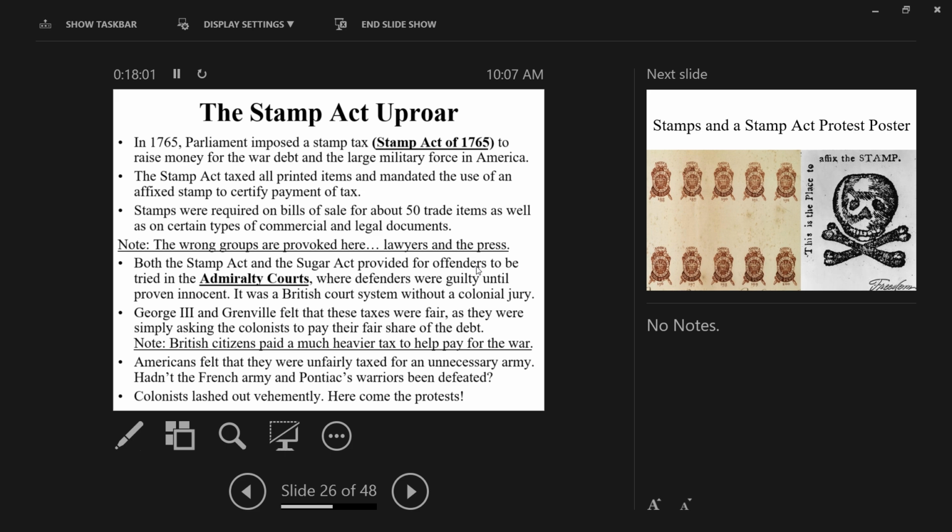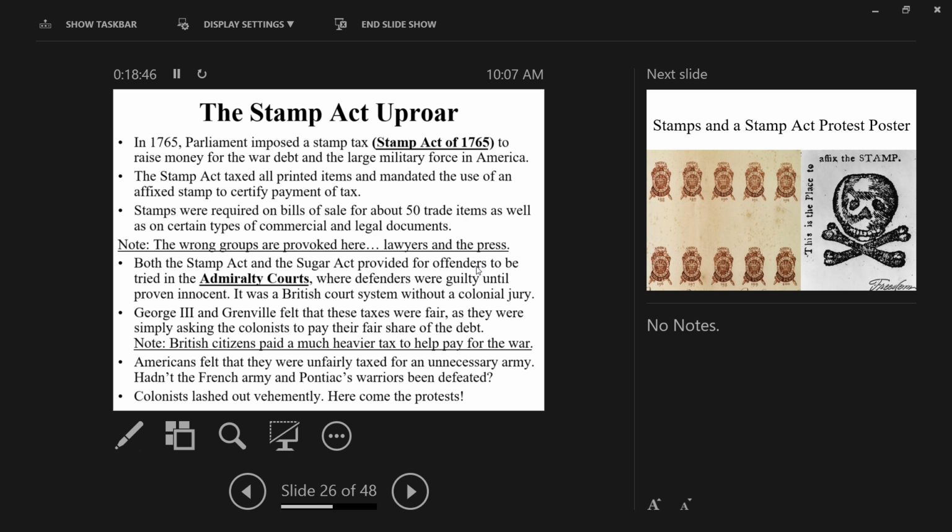George III and Grenville felt that the taxes were fair, and they were just simply asking the colonies to pay their fair share. And what's also wild is that the British citizens were paying a much heavier debt for the war than the colonists were. And now British citizens are like, wait a minute, why are we paying all this money for a war that was fought 3,000 miles away? So if you look at this objectively, you can see both sides of the common person's anger about having to pay these high taxes to pay for this war.